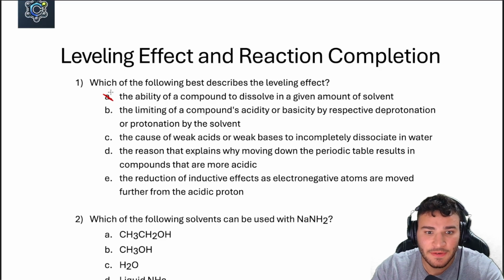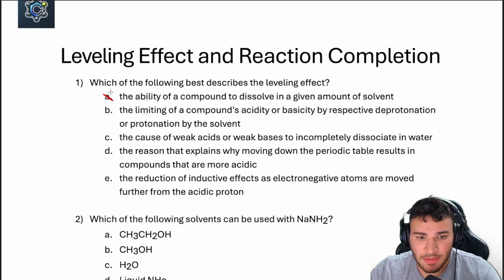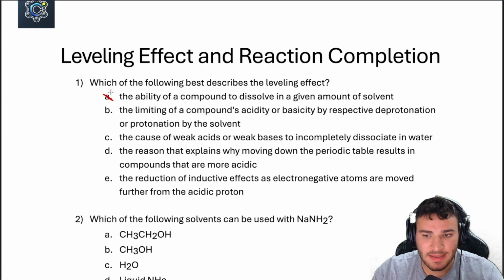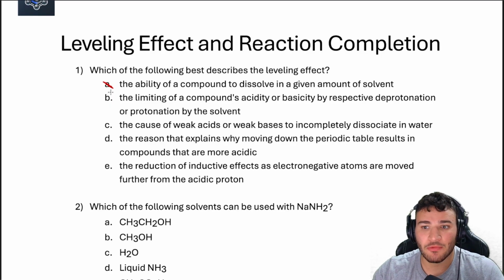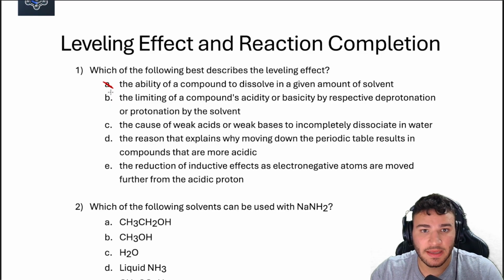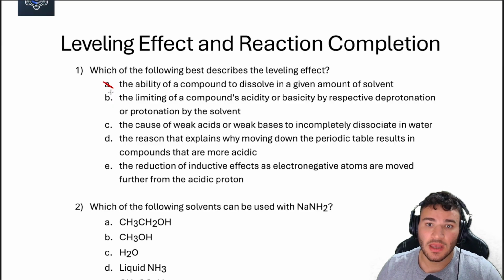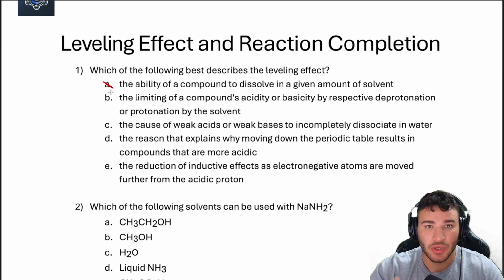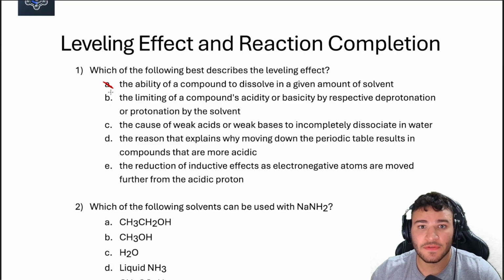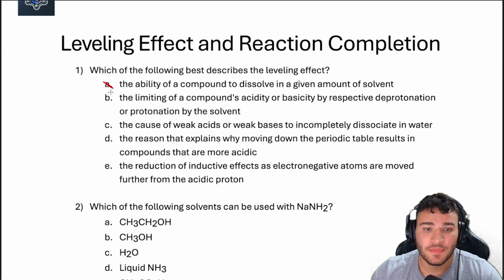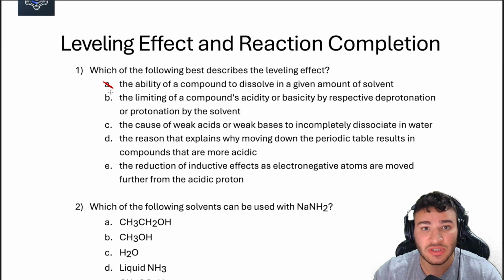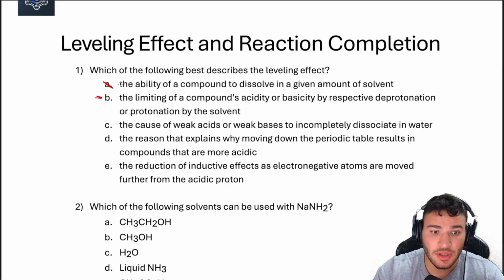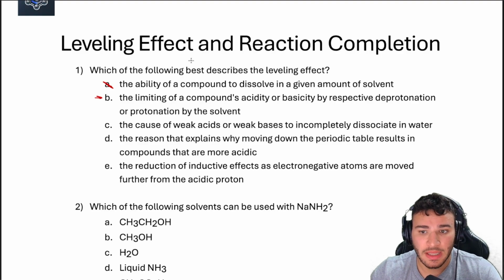Now, B really is the definition of the leveling effect, the textbook definition that I described in the video: the limiting of a compound's acidity or basicity by respective deprotonation or protonation by the solvent. For example, if I were to give you a strong acid like H2SO4 with some generic base, you would say, okay, 100% of the protons would go onto this base. The problem is what if the solvent were to get protonated instead? That would limit how much of the protons can actually go on the base. Not 100% would do that, because instead some of the solvent gets protonated. And so this is probably the closest answer choice to defining the leveling effect.